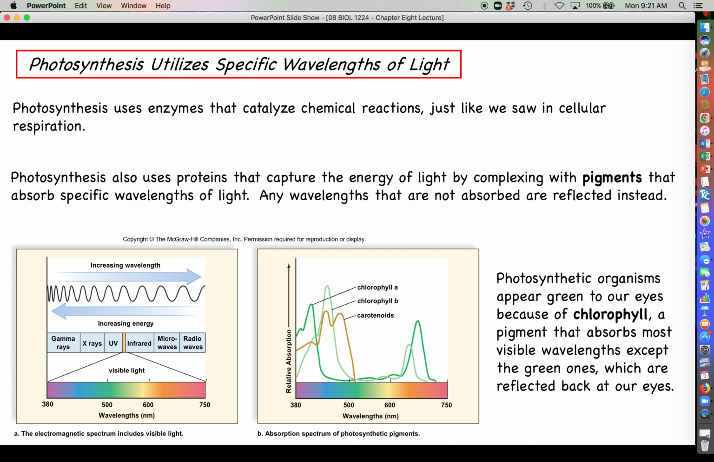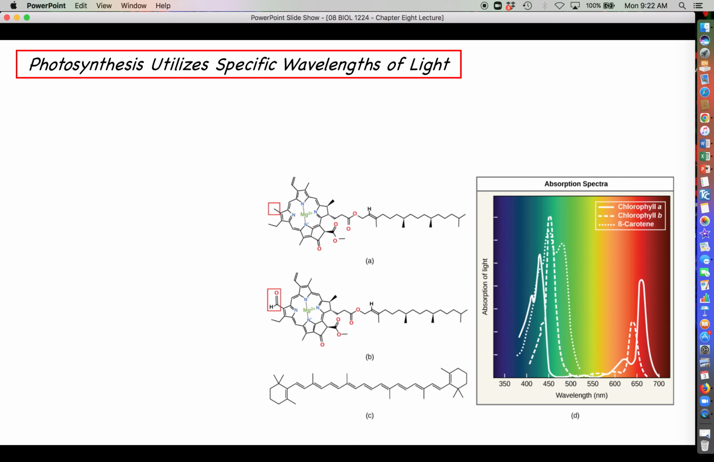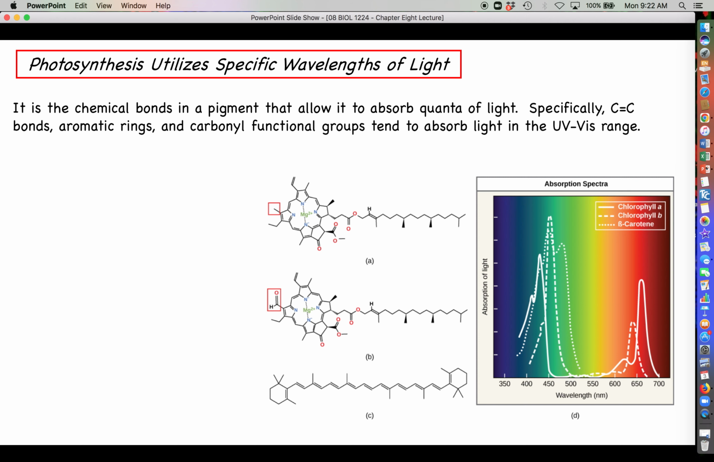The chlorophyll found in photosynthetic organisms absorbs the colors that we do not see, the purples, the blues, the reds, the yellows, and the oranges, but they reflect the colors that we do see, which is the green colors. Those wavelengths of light are specifically reflected back at our eyes, hence the reason why these organisms appear green to us.